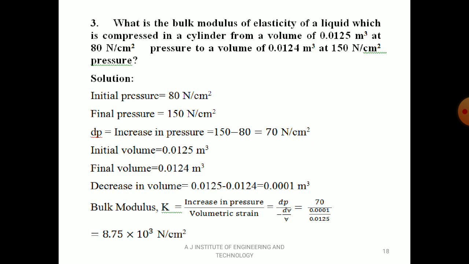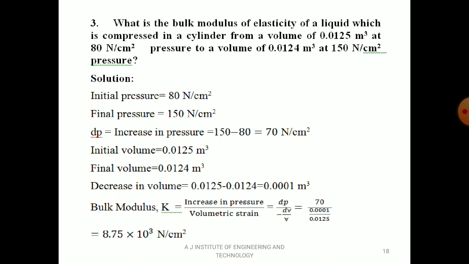Last problem: what is the bulk modulus of elasticity of a liquid which is compressed in a cylinder from a volume of 0.0125 meter cube at 80 Newton per centimeter square pressure to a volume of 0.0124 meter cube at 150 Newton per centimeter square pressure? This is again a problem related to bulk modulus. Initial pressure is 80 Newton per centimeter square, with initial volume 0.0125 meter cube. Final pressure is 150 Newton per centimeter square, with corresponding volume 0.0124 meter cube.